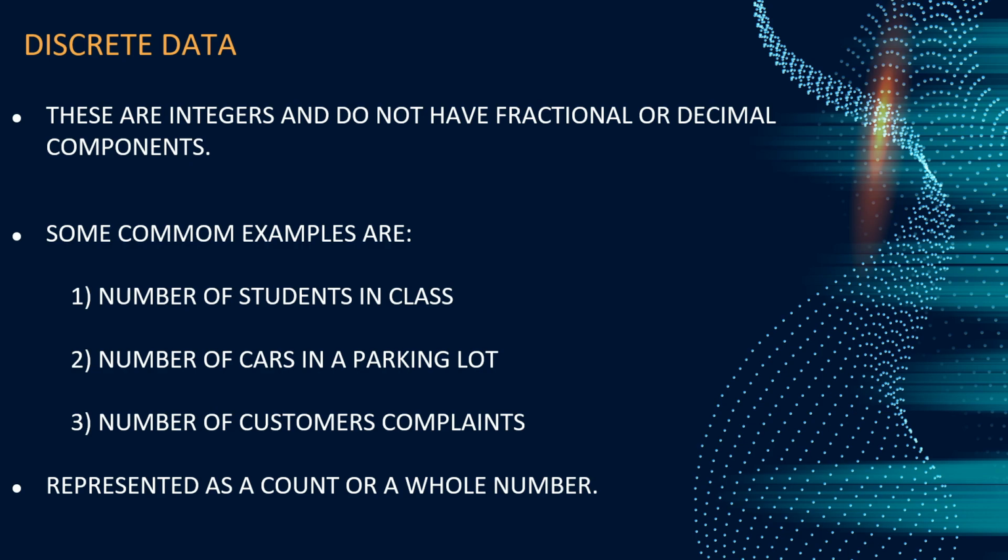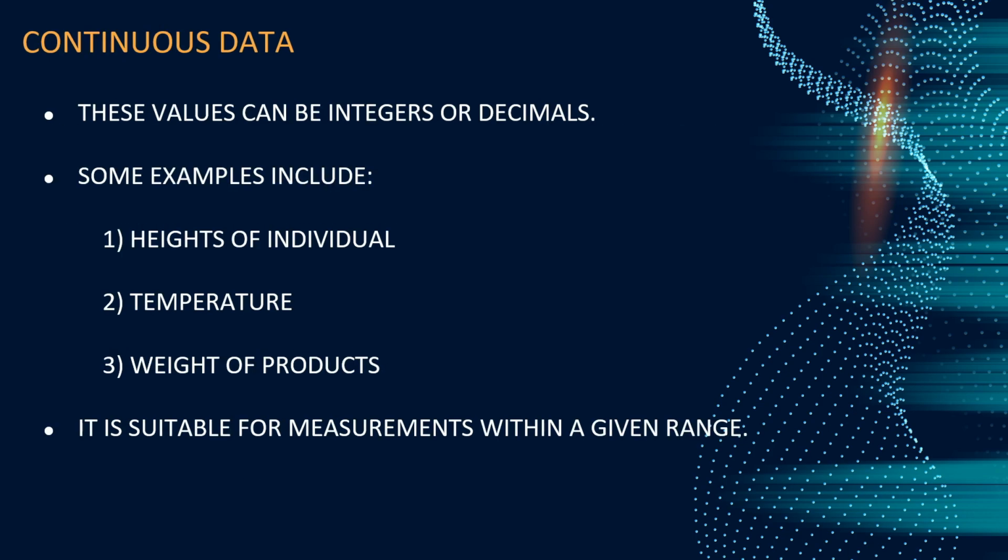So next is continuous data. Continuous data, on the other hand, can take any value within a specific range. These values can be integers or decimals. So let us see some examples. Height of an individual. Height can be any value within a specific range and have fractional components. For example, 5.7 feet. Next is temperature. Temperature can be measured with decimal values, taking any value within a range.